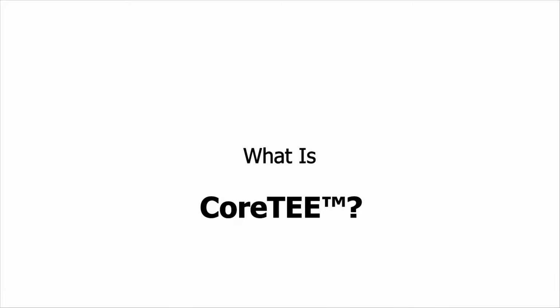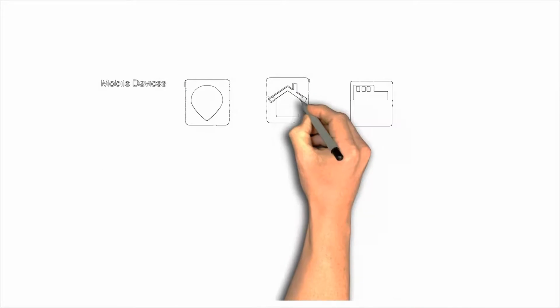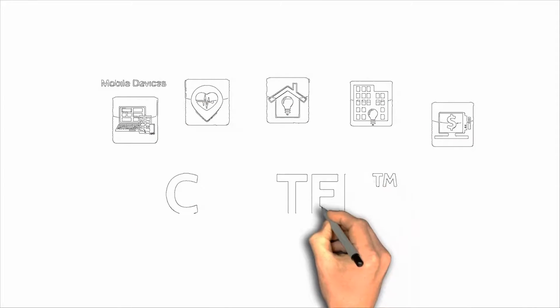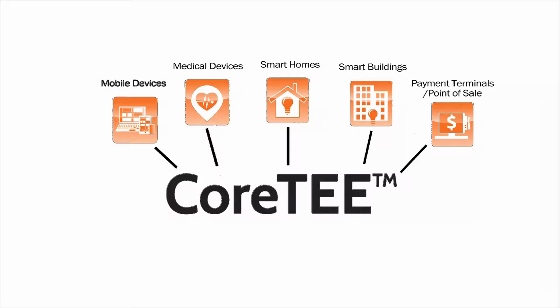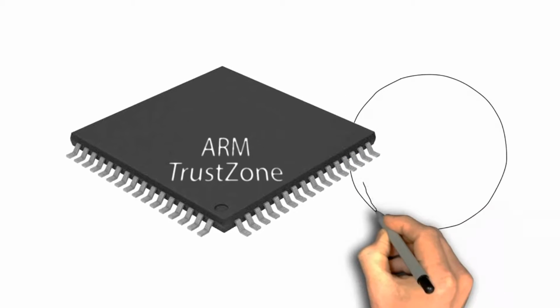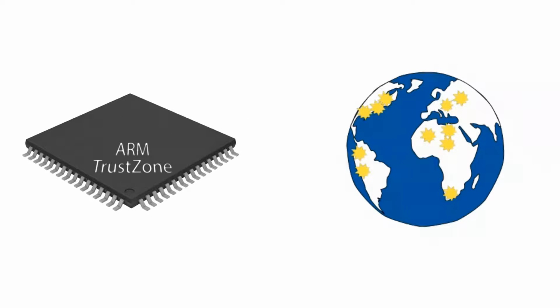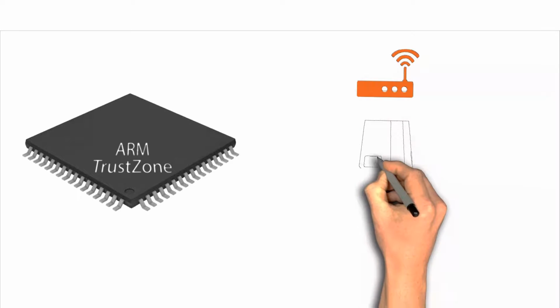Sequitur Labs CoreT is a secure operating system that provides a secure foundation for next-generation IoT devices. CoreT protects devices, data, and transactions. CoreT uses ARM Trust Zone, a proven hardware security technology that is used in chips on billions of devices, such as set-top boxes, ATMs, and mobile phones.